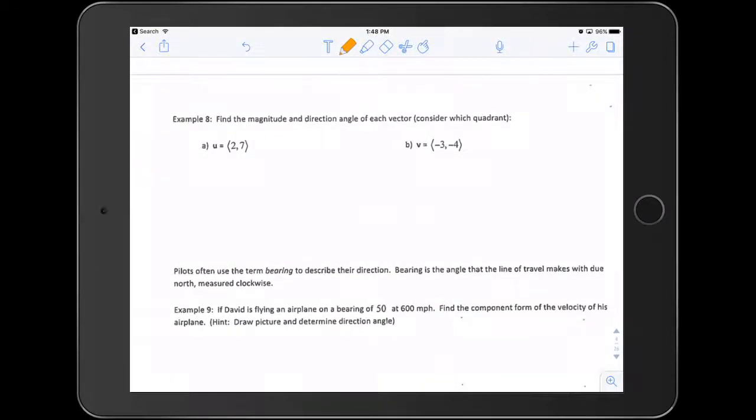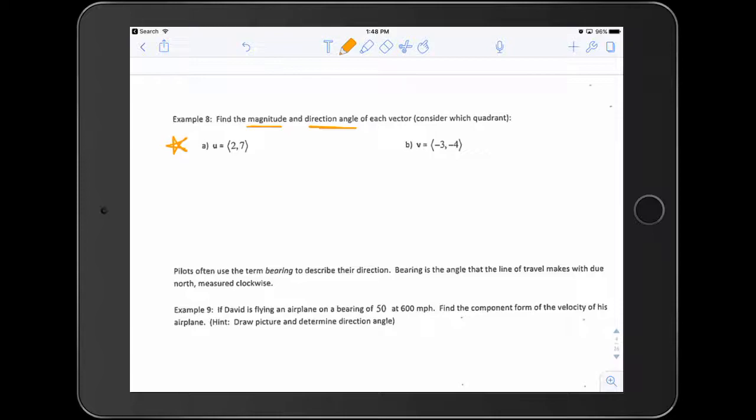Okay, so let's go on to the back page and get a little bit more into the application. It says find the magnitude. Now we have the component vectors. A and B are both component vectors. We want to find the magnitude and the direction angle of each vector. I'm going to let you do A by yourself, but I'm going to demonstrate the harder one, which is this vector V of negative 3, negative 4.